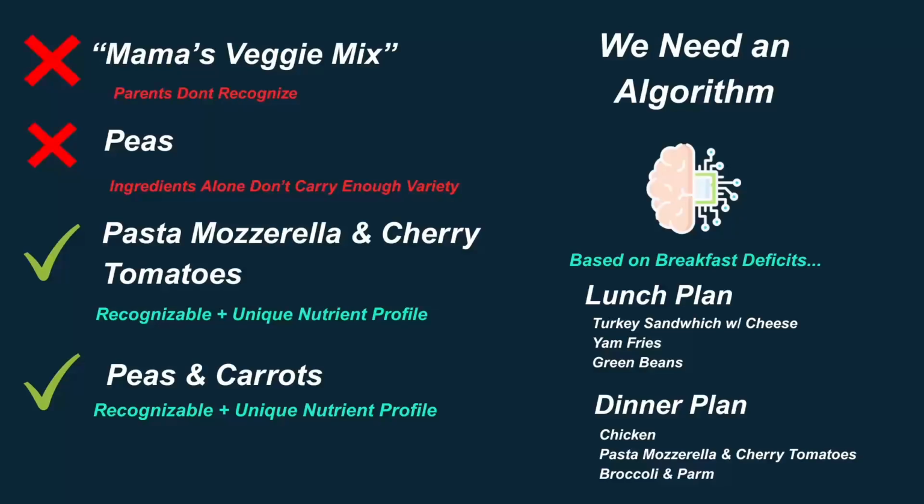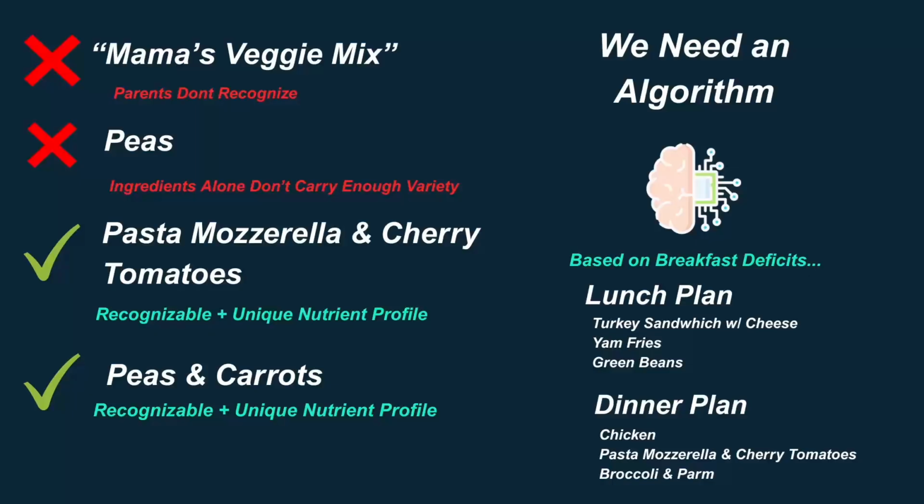Parents need descriptive recipe titles. If we recommend recipes from a database with names like Mama's Veggie Mix, parents won't know what's in that. If we recommend single ingredient recipes only, we won't have the variety to actually provide meal recommendations that can address all possible nutrient gaps after the first meal scan.